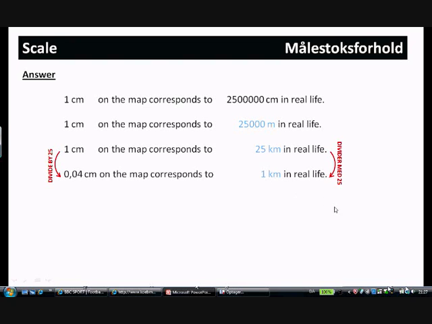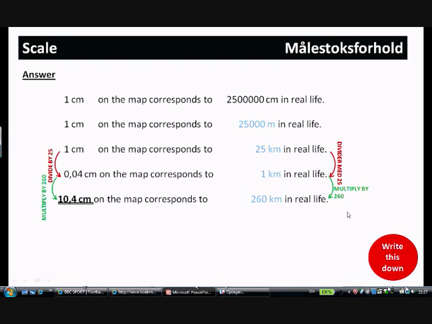Why did I want to find out what 1 kilometer is? Well, if I find out what 1 is, then it's easy to find out what 260 is, because I just multiply by 260. So if 0.04 on the map is 1 kilometer in real life, then for 260 kilometers in real life, I've got to multiply by 260 to get 10.4 centimeters on the map. So 10.4 centimeters on the map is going to be 260 kilometers in real life. So the distance between them on the map will be 10.4 centimeters.